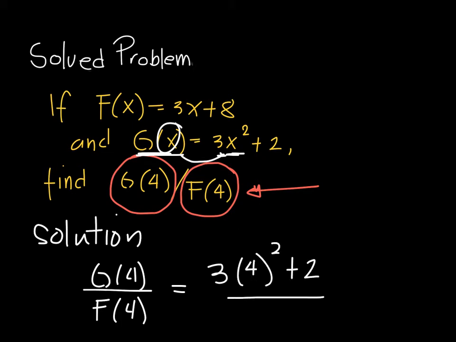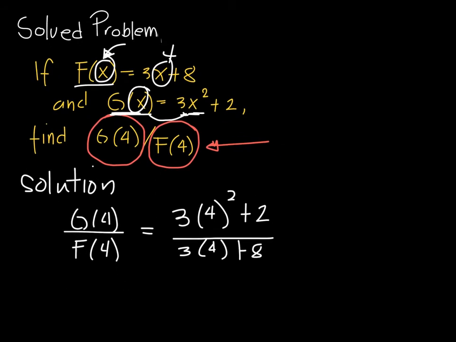And this will be divided by the f of 4. It's the function f of x, which is obtained when you change this x by 4. So it means 3 times 4 plus 8. And then you follow the order of operations.